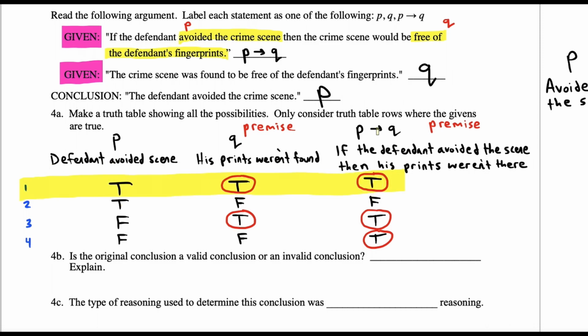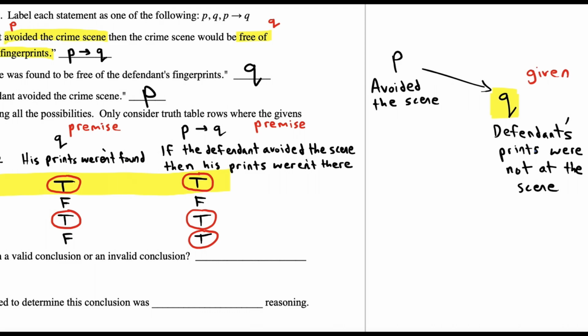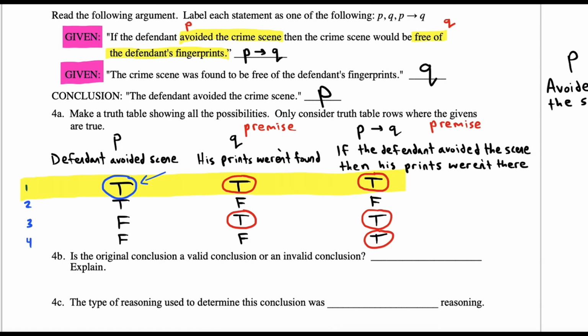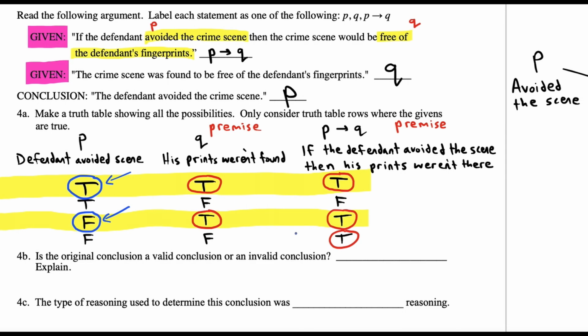In row 1, avoiding the scene leads to prints not being found. And prints weren't found, therefore the cause could be maybe the defendant did stay away from the scene, and that's the reason why the prints weren't found. But is anything else possible? Any other row? Row 3 as well. It's possible for everything that was stated in the givens to be true, but maybe that defendant didn't avoid the scene, and maybe there's some other cause for the prints not being there.